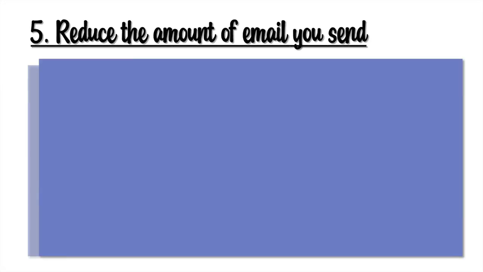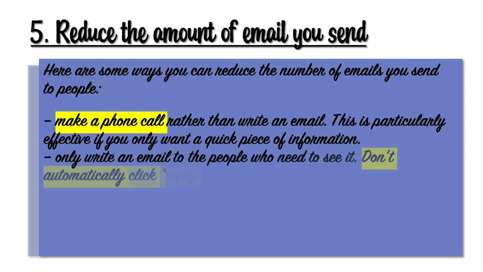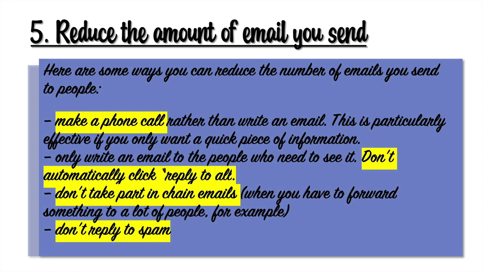Tip number 5. Reduce the amount of email you send. Here are some ways you can reduce the number of emails you send to people. Make a phone call rather than write an email. This is particularly effective if you only want a quick piece of information. Only write an email to the people who need to see it. Don't automatically click reply to all. Don't take part in chain emails, when you have to forward something to a lot of people, for example. Don't reply to spam.